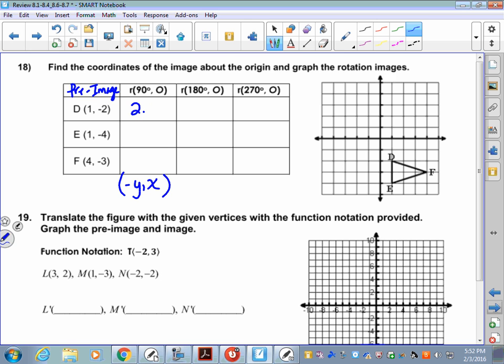So here we should have 2, 1. Y right here on E is already negative 4. We change it, it becomes a positive. So this becomes 4, 1. Here it's already negative, becomes a positive. This becomes 3, 4 because we got to switch them.